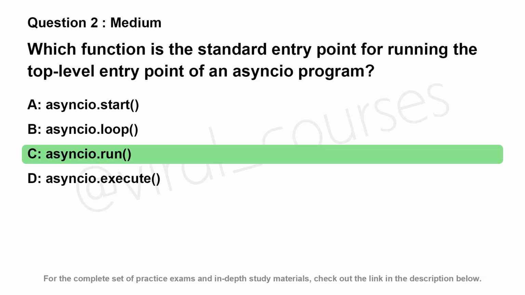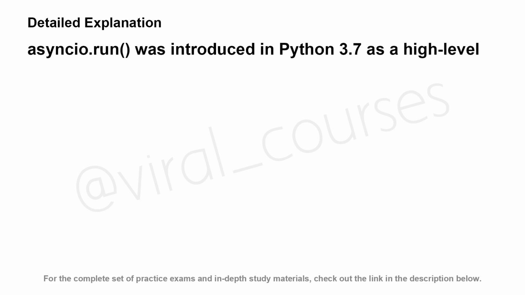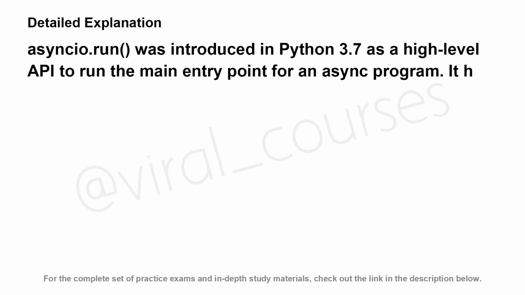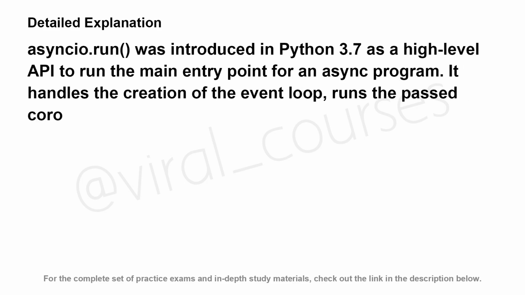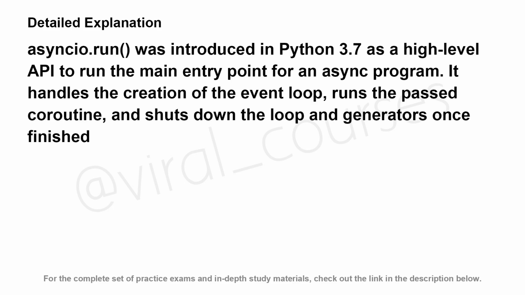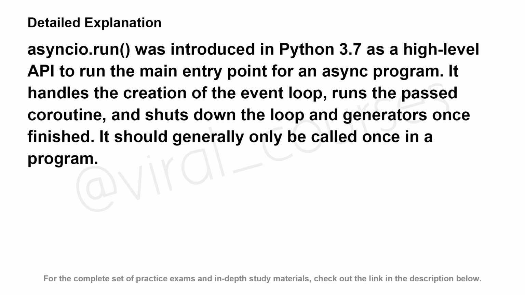The correct answer is C. Asyncio.run was introduced in Python 3.7 as a high-level API to run the main entry point for an async program. It handles the creation of the event loop, runs the passed coroutine, and shuts down the loop and generators once finished. It should generally only be called once in a program.